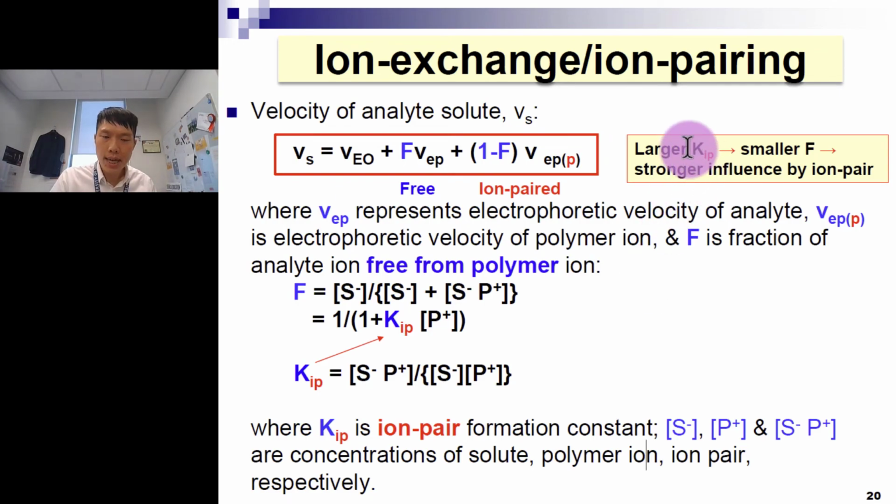As usual, your capital K here is your equilibrium constant. IP stands for ion pair, right? So KIP is about the equilibrium of how easily it forms an ion pair, compared to the left hand side of the equilibrium where it's free, when it's single, just S minus and P plus. But on the right hand side, when it's combined, it's S minus P plus together.